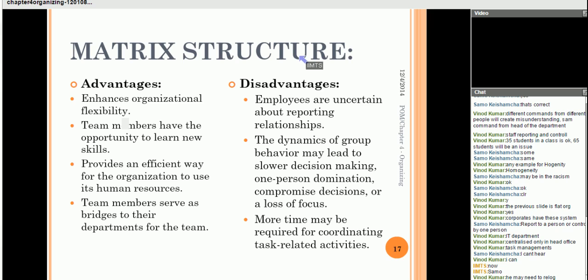Yes. The disadvantages are the employees are uncertain about reporting relationships, and the dynamics of group's behavior may lead to slower decision making: one person domination, compromised decisions or a loss of focus. More time may be required for coordinating the task-related activities.